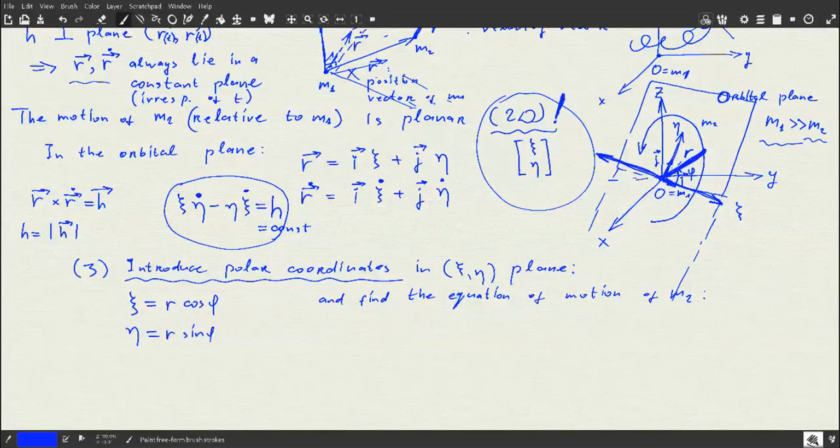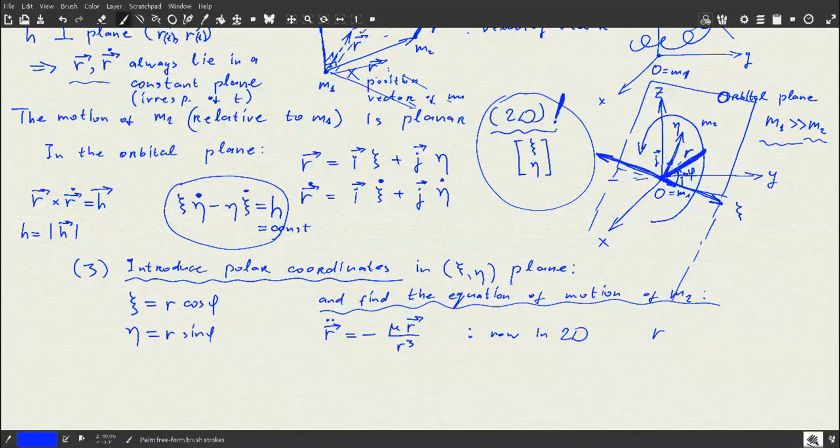Okay, so introducing our polar coordinates, in order to find out what the equation of motion of M2 is, we have to return to the original equations. You remember the original equation: R double dot equals minus mu R over R cubed. And now we consider this in 2D.